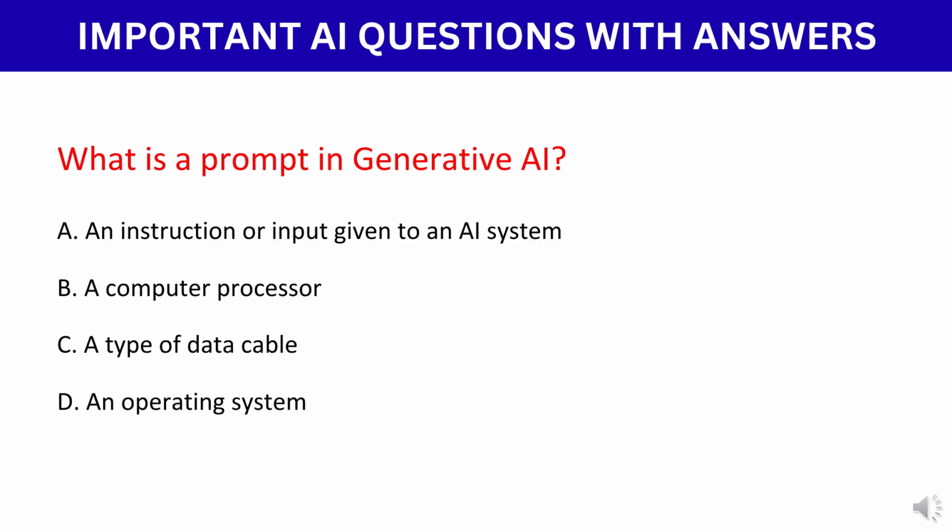Question number 15. What is a prompt in generative AI? Option A, an instruction or input given to an AI system. Option B, a computer processor. Option C, a type of data cable. Option D, an operating system. The correct answer is option A, an instruction or input given to an AI system. A prompt tells an AI system what you want it to do, such as answering a question, creating an image, or writing text.